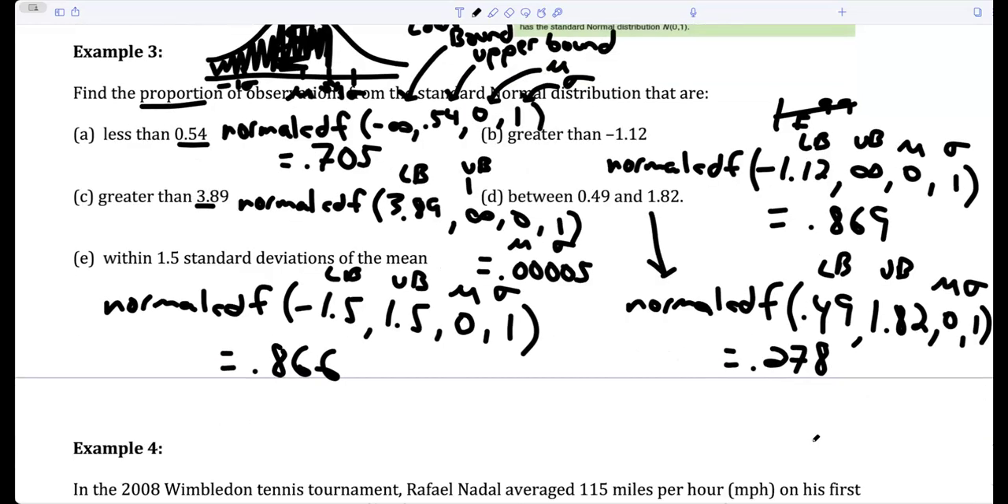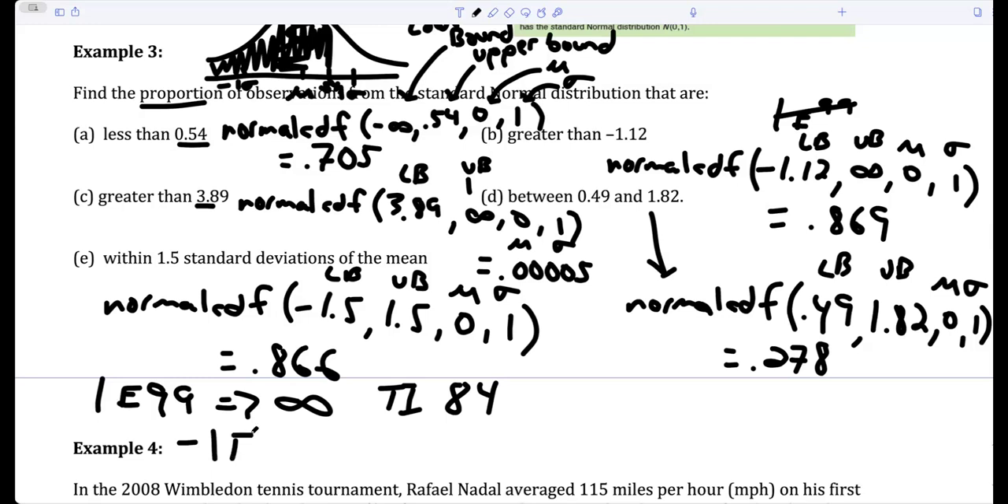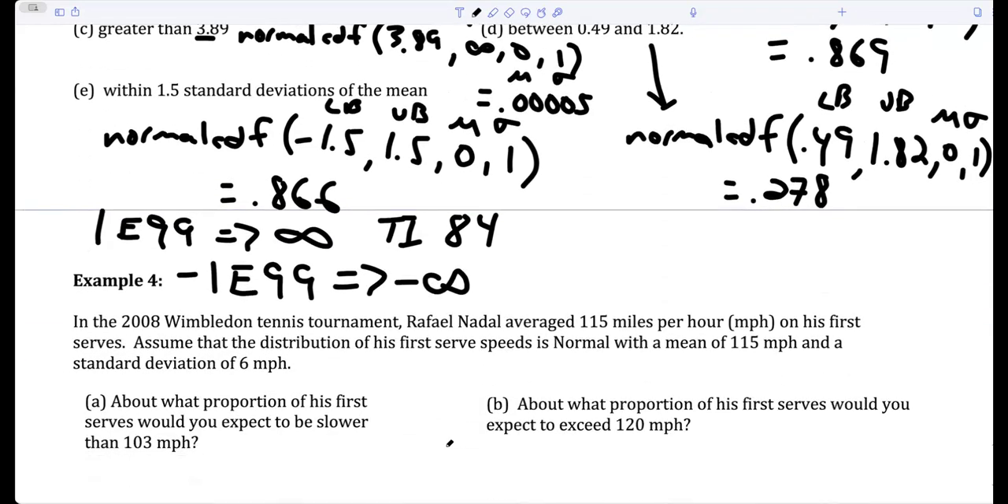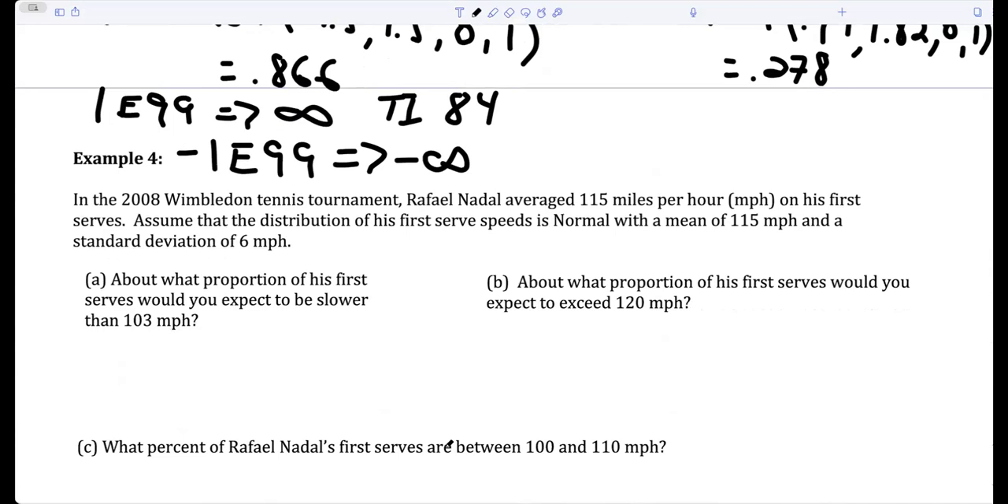And as I said, if you're using the TI 84s, you'll do these. You have to go to distribution and then normal CDF, but the notation is different: 1E99 is positive infinity for the TI 84s, and negative 1E99 is going to be negative infinity, if you're using an 84. Okay, so we are going to look at two more quick examples here and then finish this up for tomorrow. So let's look at that.